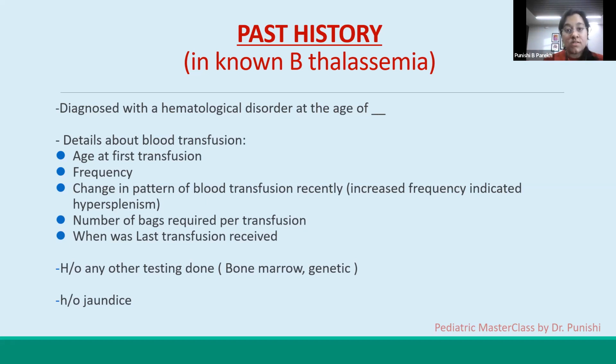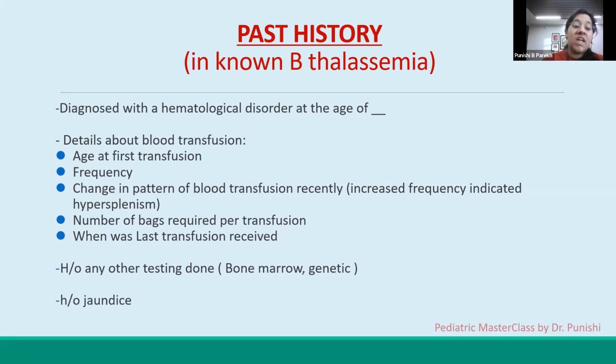It's important to ask when the last transfusion was received. One is to know the compliance, as to how often he's been asked to come and whether or not they're following that schedule, and whether or not he is requiring transfusions more frequently than he should. That again points towards hypersplenism. So these are the set of questions that are extremely important when you have a known beta thalassemia who's coming, and these are the questions you will ask in your past history.